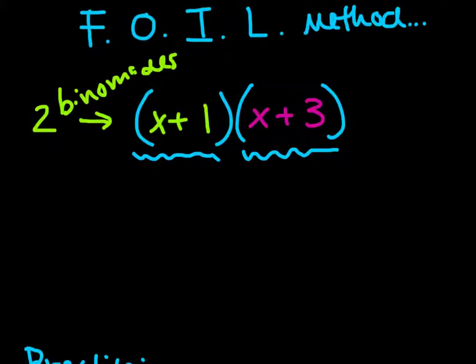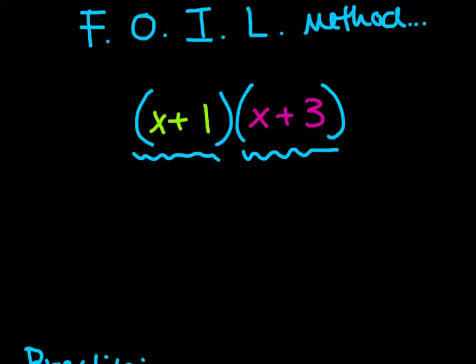So we have two binomials, so two term expressions, and we can use what's called the FOIL method. And the FOIL method is kind of cool. It's a simple way to go about multiplying binomials. And if you ever have a binomial times a trinomial, which we'll find out later, you could also use this method, but actually expand it a couple more steps.